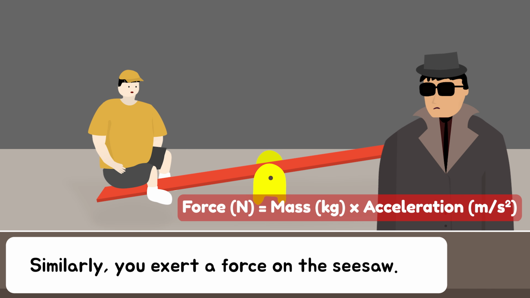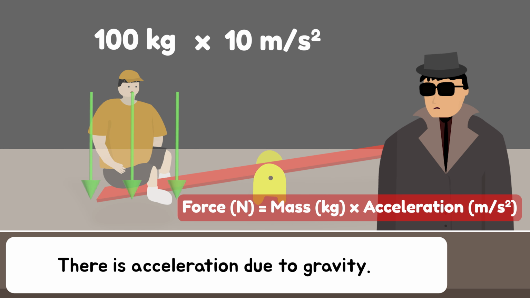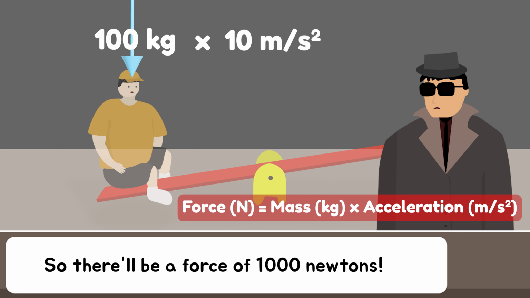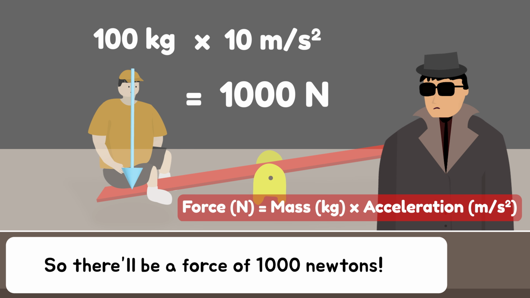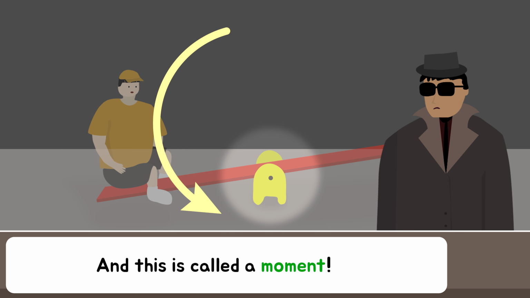Similarly, you exert a force on a seesaw. You have a mass of 100 kilograms, there's acceleration due to gravity, so there'll be a force of 1000 newtons. But because there's a pivot, you're actually generating a turning effect. And this is called a moment.